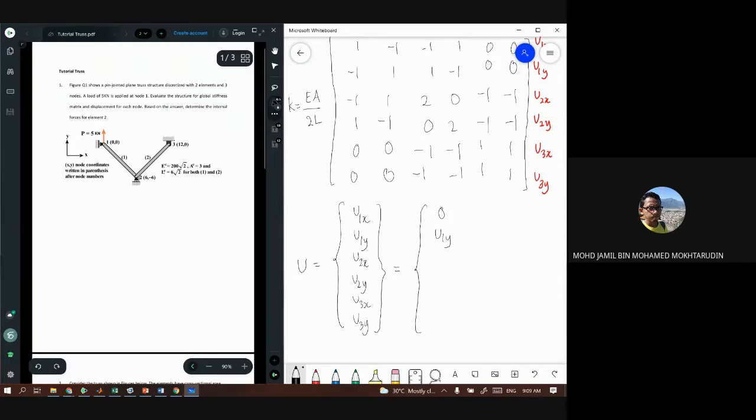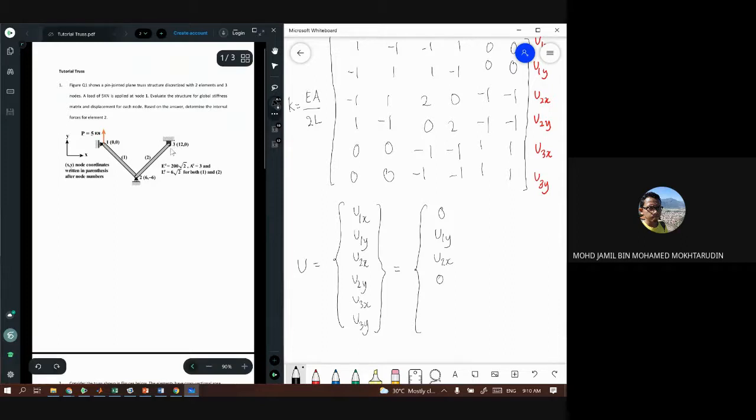And then on the second node, also roller support. Here in this second node, the roller allows the node to move in the horizontal, in the x direction only, but not in the y direction. So here we have u2x, but 0 u2y because it cannot move in the vertical direction.